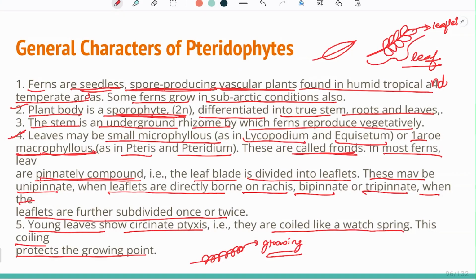Now about the leaves: they are either macrophyllous or microphyllous. Microphyllous are very small leaves and macrophyllous are large leaves, and sometimes the leaves are pinnately compound. In the leaf plate there are some connections present which make it appear that the leaflets are the actual leaf. The young leaves show a circular pattern. There is a spiral coiling on the growing point, which is the reason why the growing point remains hidden and protected from the outer environment.